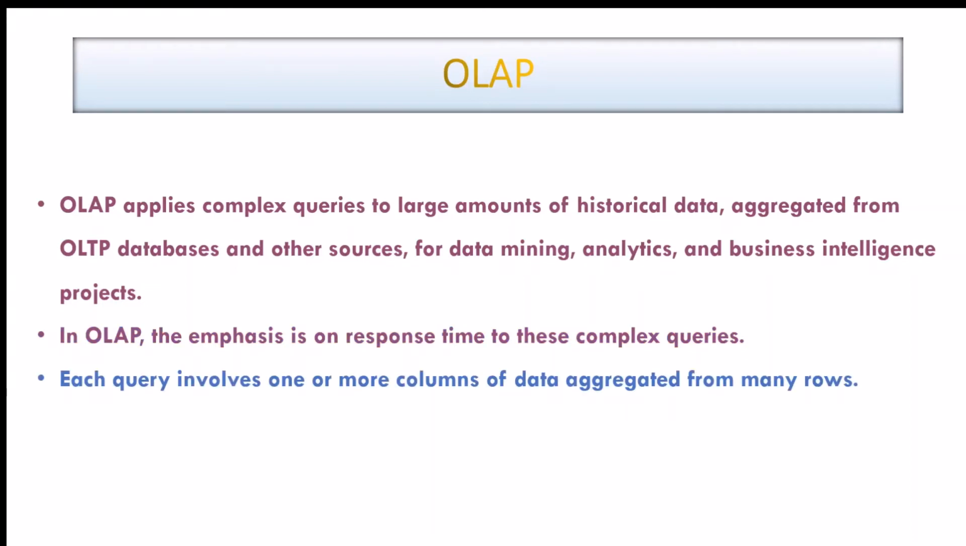Each query involves one or more columns of data aggregated from many rows. This is the requirement of OLAP applications. The query would run through hundreds or thousands of rows based on the requirements, and they can also see different kinds of aggregated columns. Sometimes we have to implement some business rules. These are all the requirements of the query. So the response time of the query is of utmost importance in OLAP. The application should be designed to have a minimum response time, that is, the query should be tuned to give high performance.